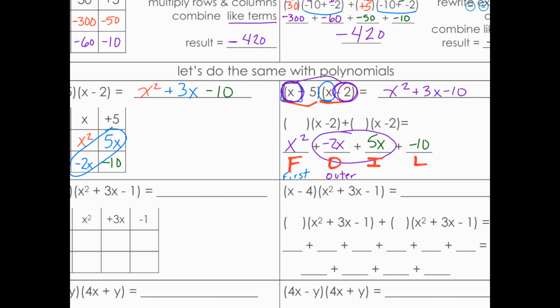Right. I don't like the way this problem's going.